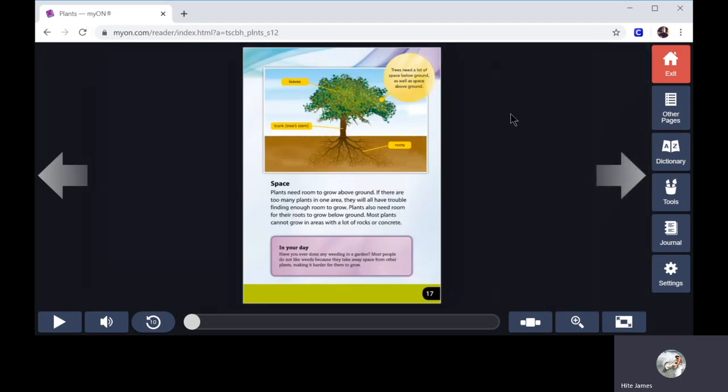All right, space. Plants need room to grow above ground. If there are too many plants in one area, they will have trouble finding enough room to grow. Plants also need room for their roots to grow below ground. Most plants cannot grow in the areas with a lot of rocks or concrete. The trees need a lot of space below ground as well as above ground. You can see that picture there.